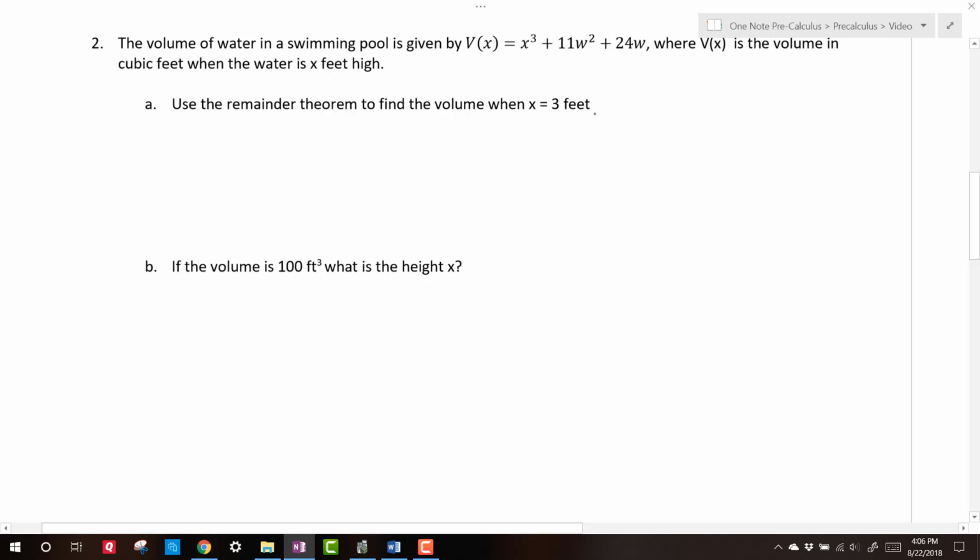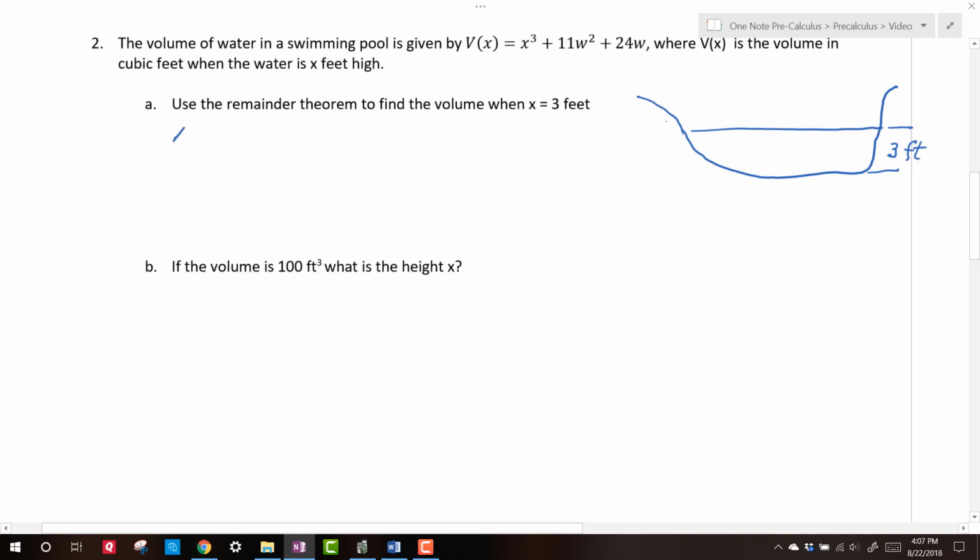So imagine you're filling your pool up here, and let's just say you've got this pool, and it looks something like this maybe, all right? And we want to know the volume of water in that pool when the height of the water is 3 feet. The bottom of the pool might be a little curved here, but that's what we're looking for, right there. We want to know what the volume is. And we're going to use the remainder theorem again to do this.